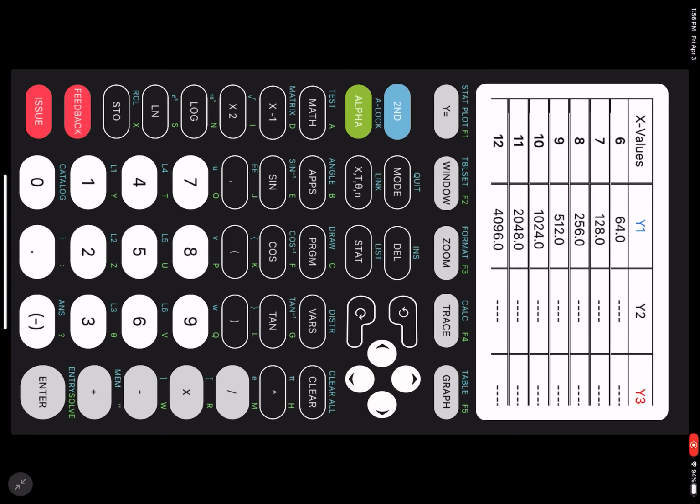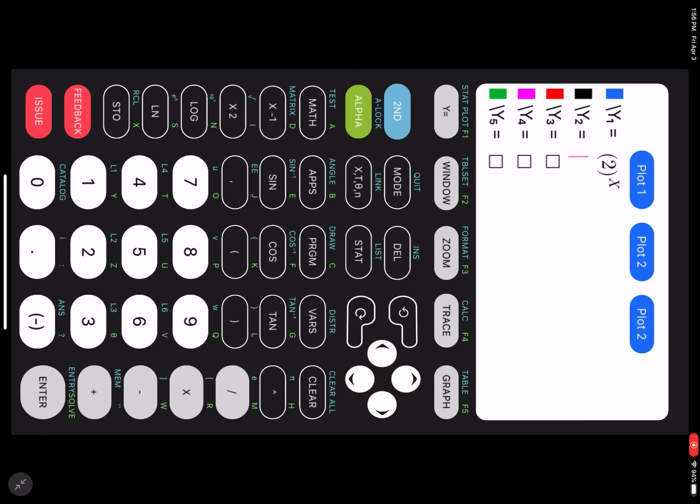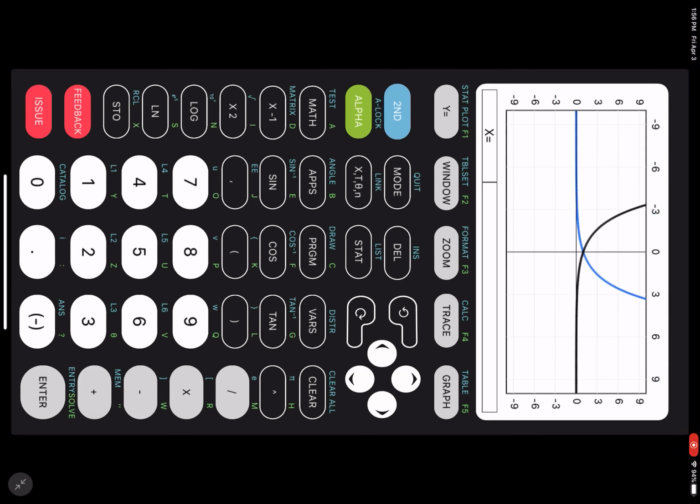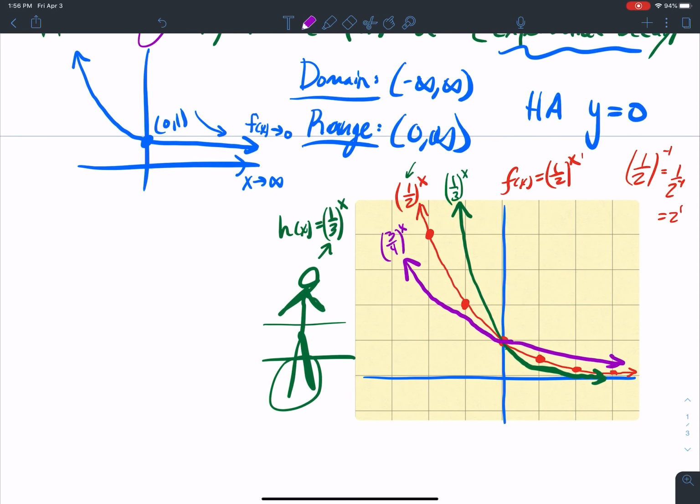Okay. Same thing if I had like 1 divided by 2, parentheses, to the x, hit enter, and now you can see that's the reciprocal, right? So we literally took a function and we reflected it across the y-axis. Okay.